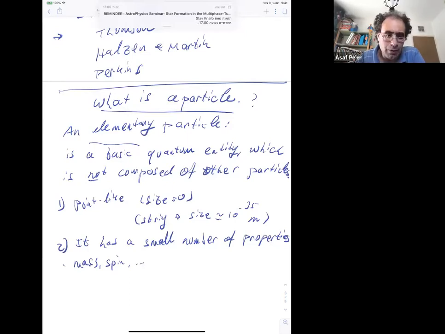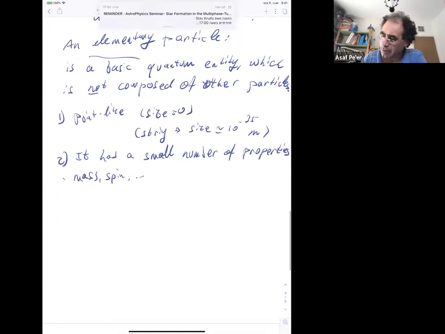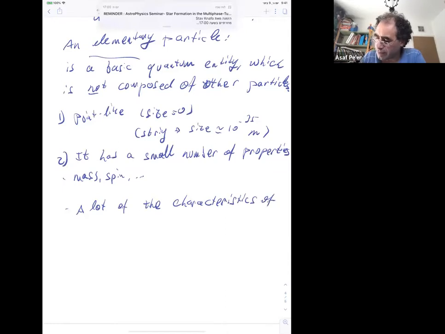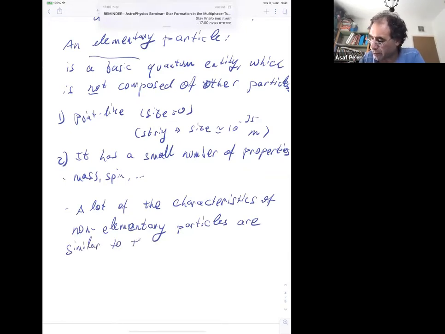Although in everyday life, we use the term particle to describe also atoms and other bound states of elementary particles. They are not considered elementary particles, but again, a lot of the characteristics of the non-elementary particles are similar to those of elementary particles.